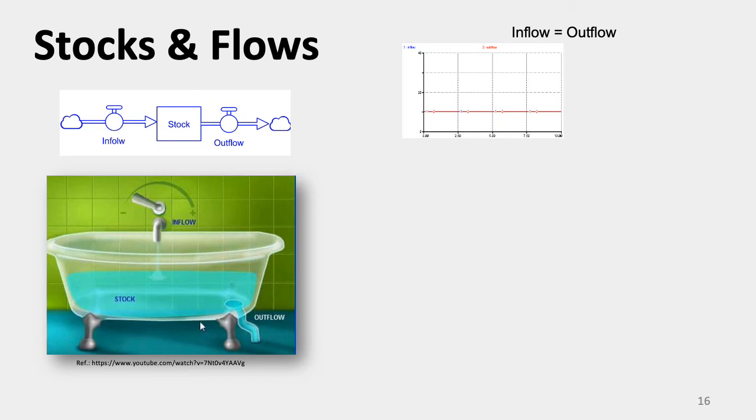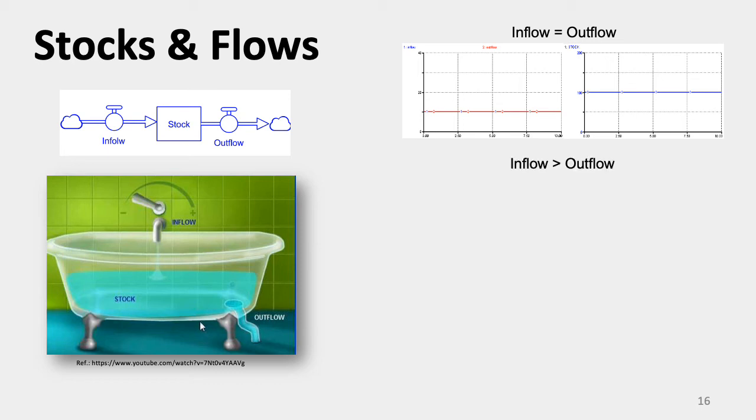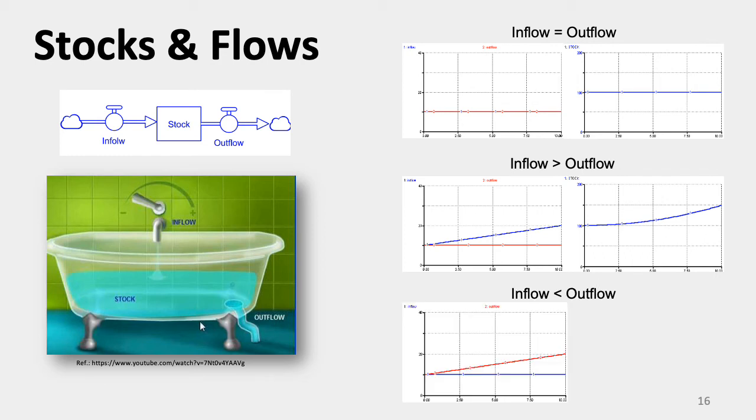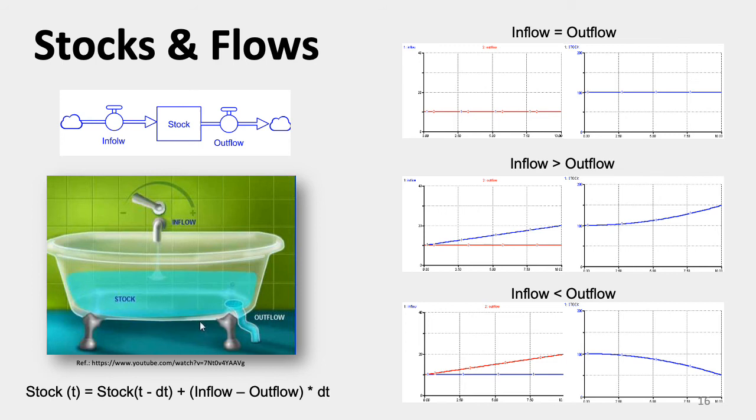And on the side, we see that if the inflow equals the outflow, then the level of the stock doesn't change. If the inflow is greater than the outflow, then the level of water will increase. That's a growth. If the inflow is less than the outflow, then the level of water will decrease, and that's a decline. The integral equation that you see on the slide provides a mathematical explanation of the stock and flows structures, but we will not go over it here.